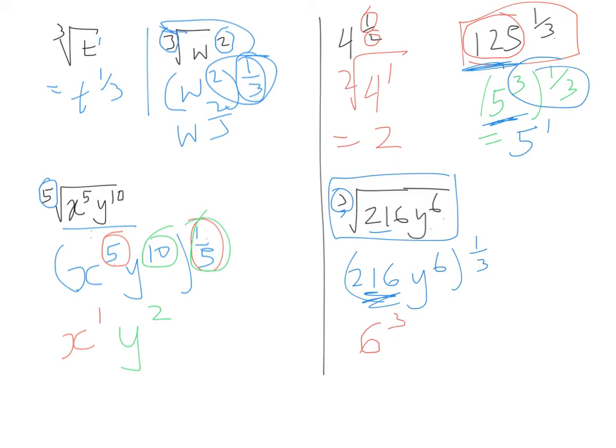6 times 6 is 36. Multiply 36 by 6, we end up with 216. Now you've got y to the power of 6, and then all that is to the power of a third. And now, just like applying our rule, 3 times a third, so we have 6 to the power of 1. 6 times a third, we'll end up with y to the power of 2.